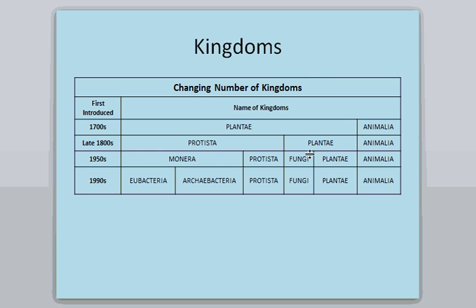By the 1950s, again, a little bit more advances in technology and science, and we can now see that fungi are a little bit different than plants. Yes, they look like them, they're immobile, but fungi are not autotrophs, they are heterotrophs. They do not make their own food, so they are different than plants and deserve their own kingdom. We also see that the protists have split again. Now we have Monera, which are mostly bacteria, compared to the protists. In the 1990s, we even split those Monera again to eubacteria and archaea bacteria, and we'll talk more about those here shortly.